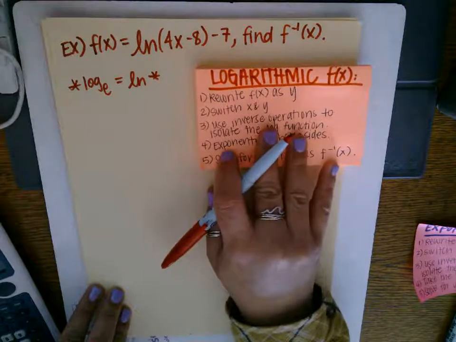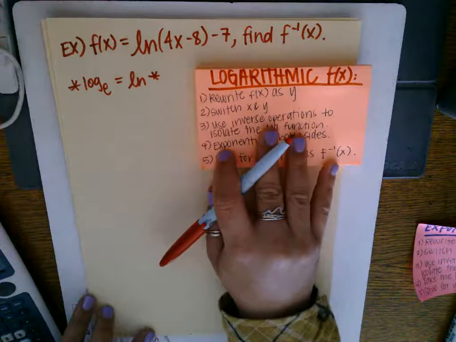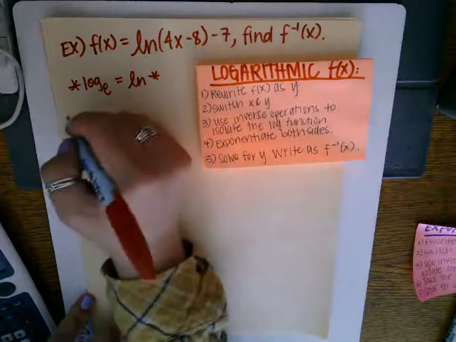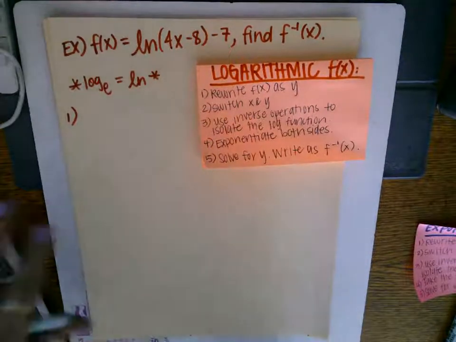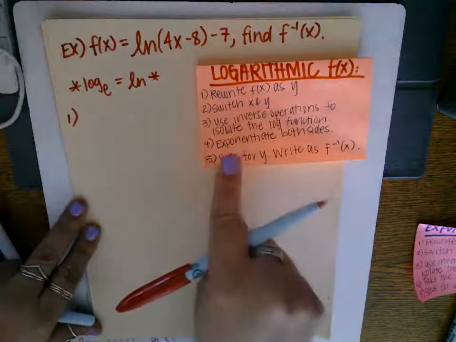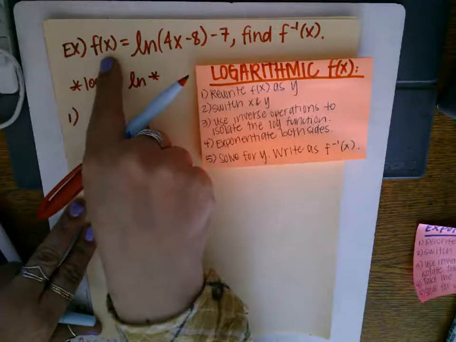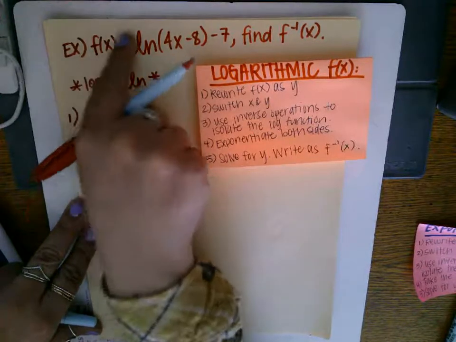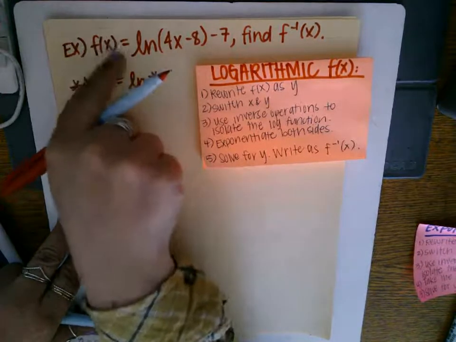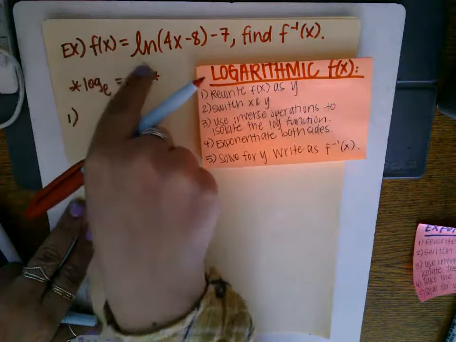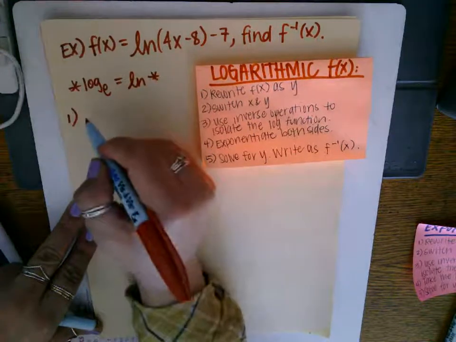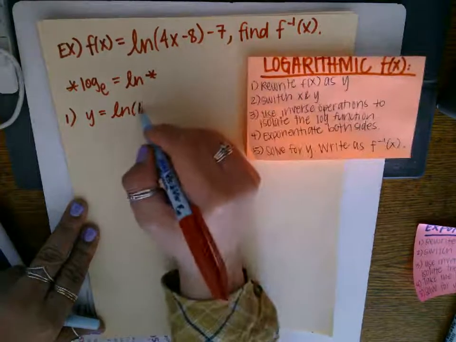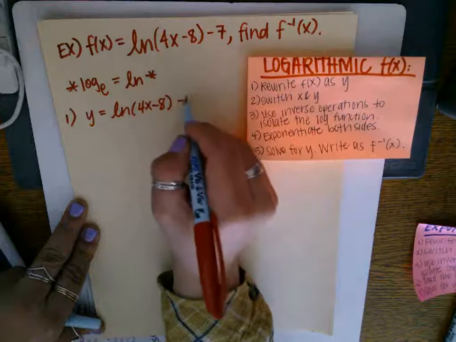So let's start. Even though this looks kind of complicated, let's just continue following our step-by-step procedures to find this inverse function. Step number 1 says write f of x as y. Remember, from function notation, f of x is representing the output value, and output values are represented by the variable y. So y is equal to the natural log of 4x minus 8 minus 7.